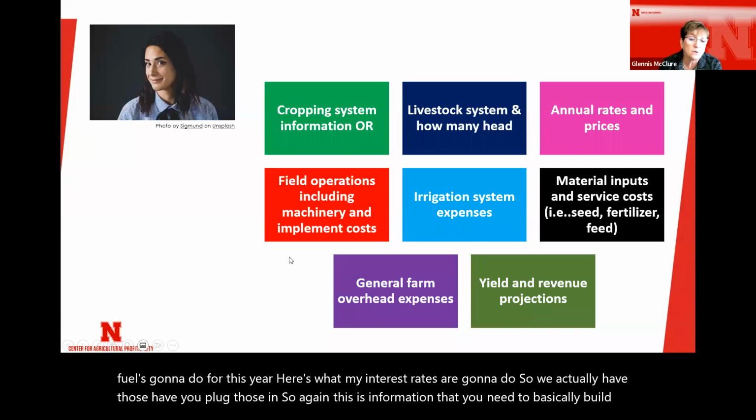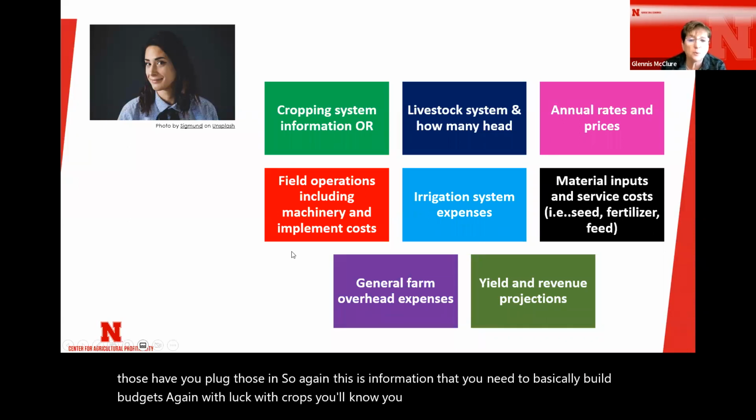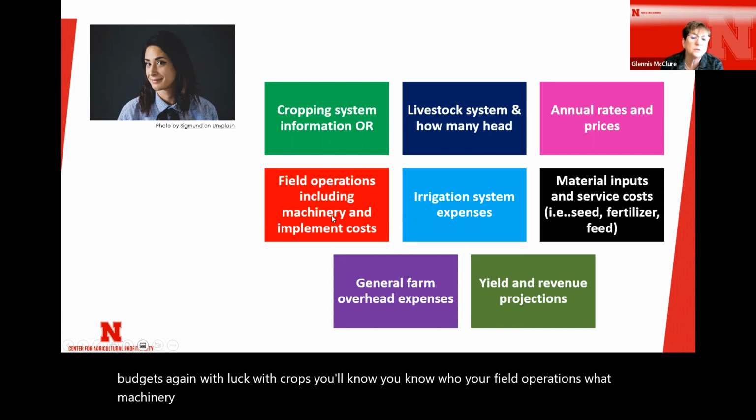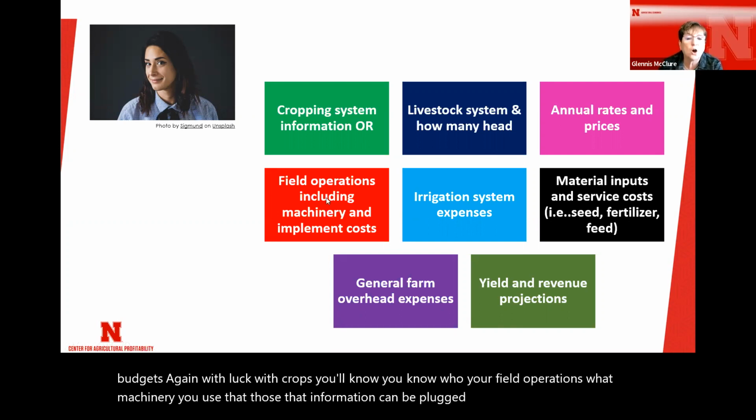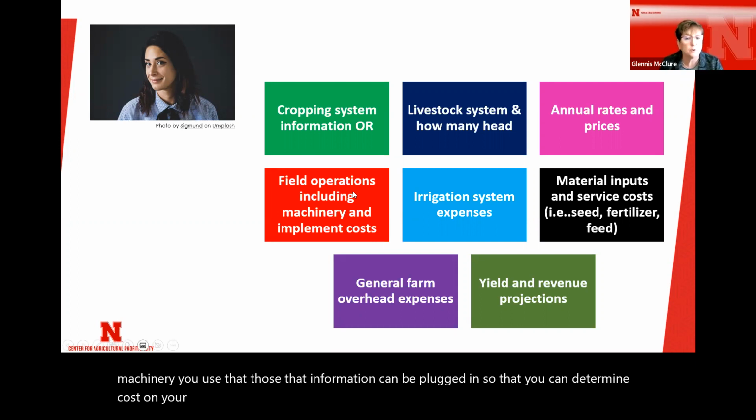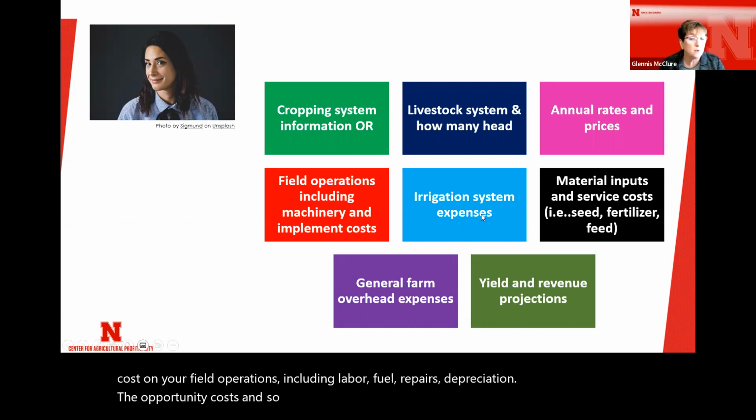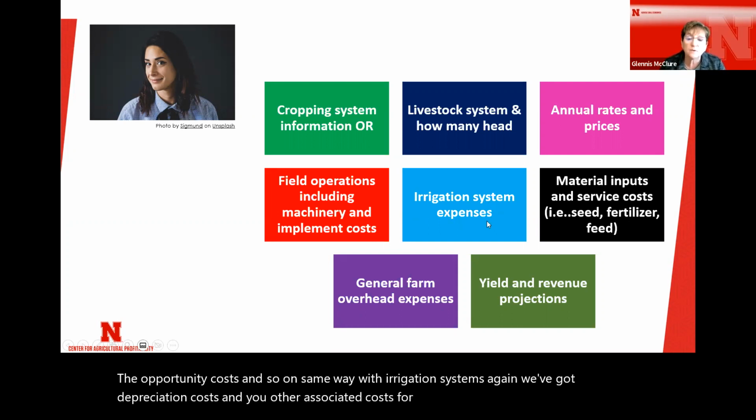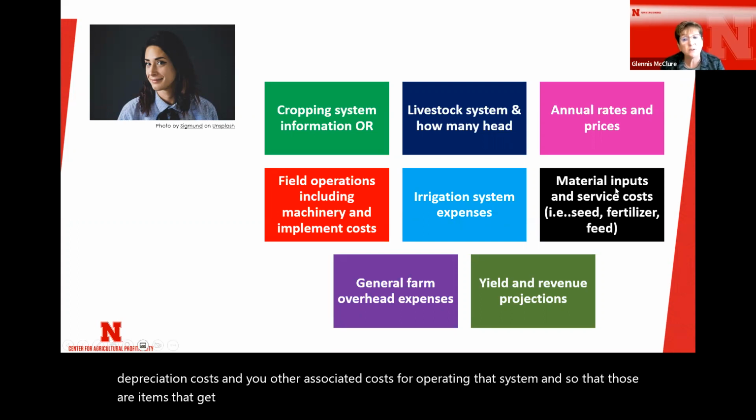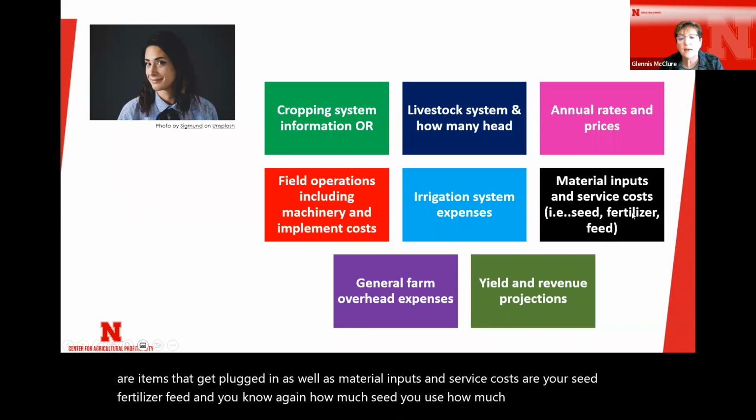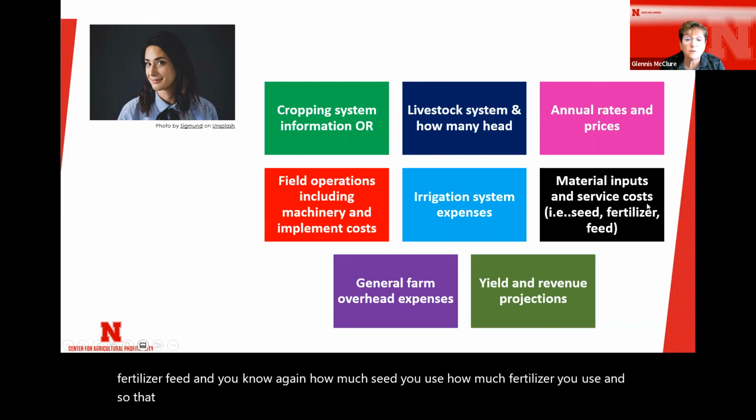Again, with crops, you know your field operations, you know what machinery you use, and that information can be plugged in so that you can determine cost on your field operations, including labor, fuel, repairs, depreciation, opportunity costs, and so on. Same way with irrigation systems. We've got depreciation costs and other associated costs for operating that system. And so those are items that get plugged in, as well as material inputs and service costs, which are your seed, fertilizer, feed, and how much seed and fertilizer you use. That information gets plugged in as part of those costs.